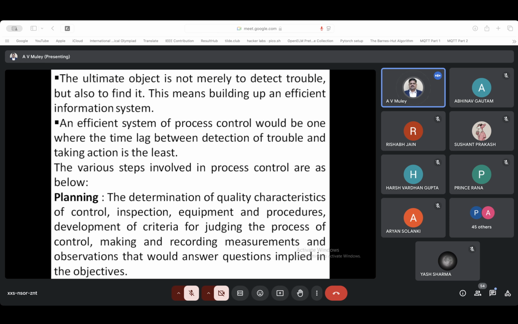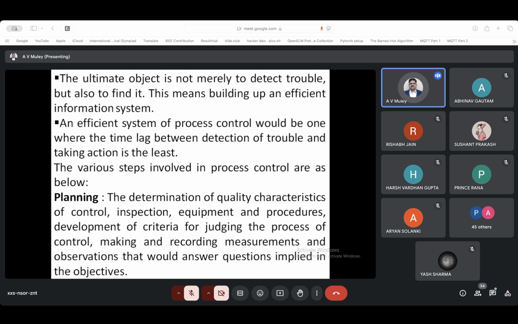The efficient system of process control would be one where the time lag between the detection of the trouble and taking the action is less. तो ठीक है ना, जैसे मान लो एआई सिस्टम आपका है तो फटाक से बता देगा आपको कि यहाँ कोई वेरिएशन आ रहा है, there is need to correct it. Either the AI system will tell you about the corrective action या आप मैन्युअली उसको फाइंड आउट करो और उसको मान लो करेक्ट करो. The various steps involved in the process control are given below.